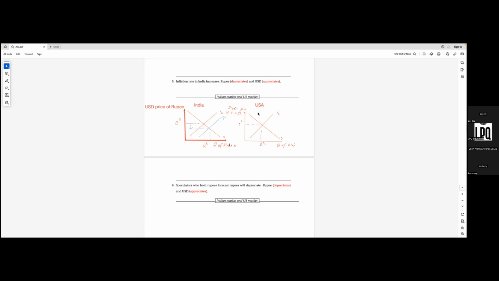By contrast, if you are Americans, India buys our currency, so we shift the demand curve to the right for the dollar. So this is the answer for number five.